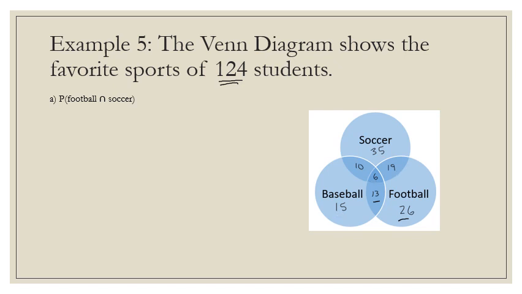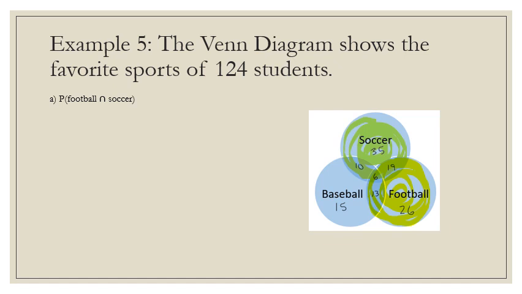All right, so remember in a Venn diagram, OR probabilities are like every single number in the whole thing, and AND is only the things in the intersections. So if we want football and soccer, let me just grab a highlighter here. So if we want football and soccer, so we're only looking at where the two overlap.